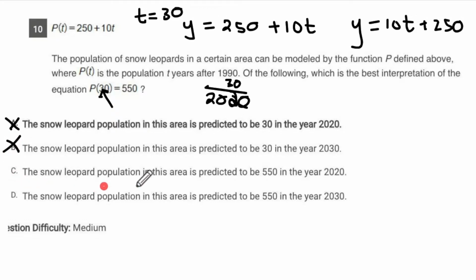The 30 is the time, not how many snow leopards you're going to have. C, the snow leopard population in this area is predicted to be 550 in the year 2020. That's what it is. 30 years after, the population is going to be 550. So it's this one. And this one just has, like, if you added wrong or something. Oh, it's just using the 30 because it wants to throw you off with the 30.